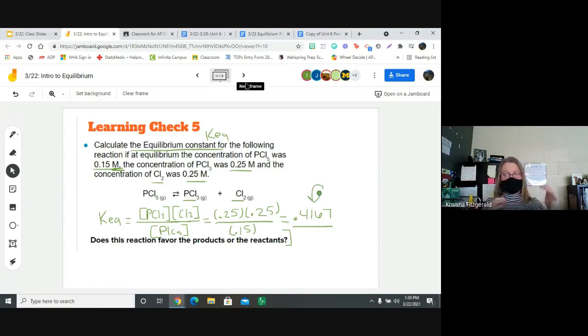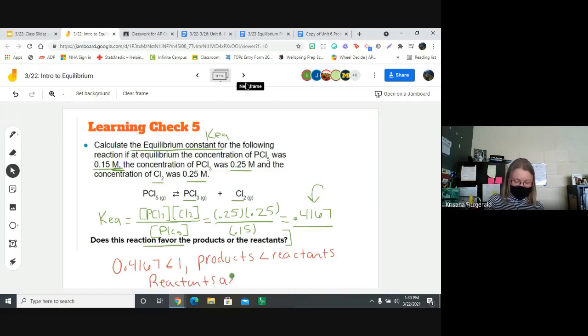So at equilibrium, this is the ratio of reactants to products and how quickly those are happening backwards and forwards. So which one is favored? Thomas, is this bigger than 1 or less, or not? Less than 1? Yeah, it's less than 1. So 0.4167 is less than 1. So that means for our ratio, products would be less than the reactants. If we divide and get something less than 1, products are less than reactants. So the reactants are favored.